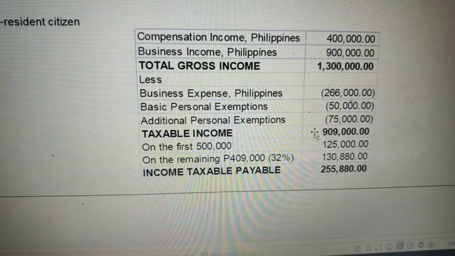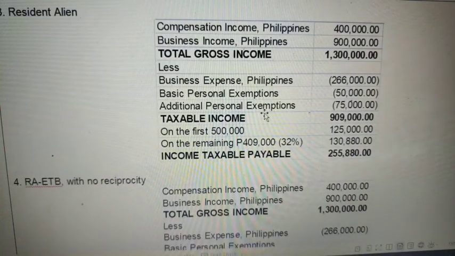Now, if you less 500,000 from 909,000, meron ka pang 409,000. So, on the remaining 409,000, kukuha ka ng 32%. Ang kanyang tax is 130,880. So, you are to add 125,000 with 130,880. So, the income tax payable is 255,880. So, that is for the non-resident citizen.